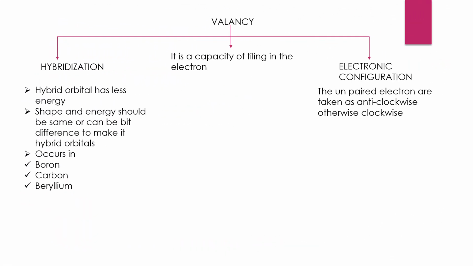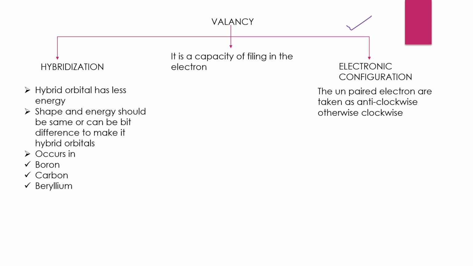Learners, in this lecture I'll be teaching you about valencies, like how the electrons should be filled in the orbitals. There are two conditions by which we can fill the valency. First of all, electronic configuration. Electronic configuration means the unpaired electrons are taken as anticlockwise and the others clockwise.